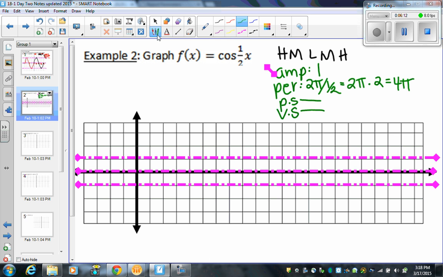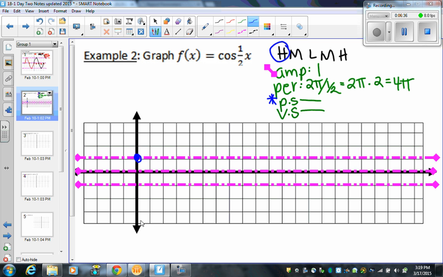From here, we're going to plot our first high point. Since we don't have a phase shift, that means I start when x is 0. So when I start at x equals 0, I've got to start on the high line. Now let's go ahead and label our x-axis.